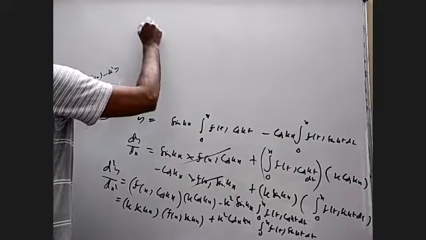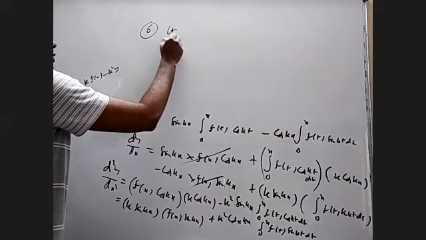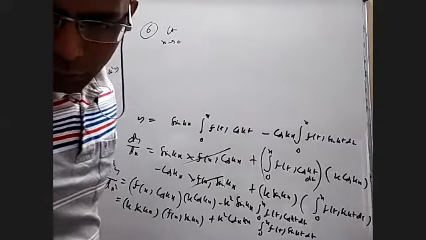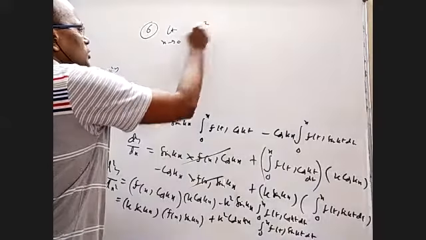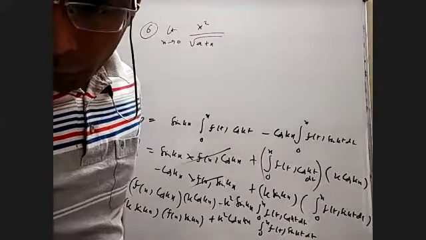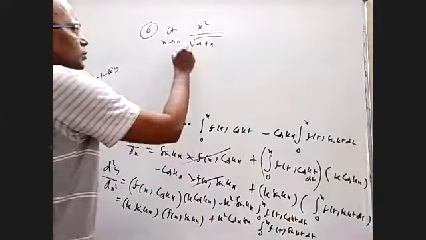Okay, 6-1. Limit x tends to 0. It is 0 by 0 form. I can use L'Hospital rule. I'll get x square by root a plus x, down is b minus cos x.